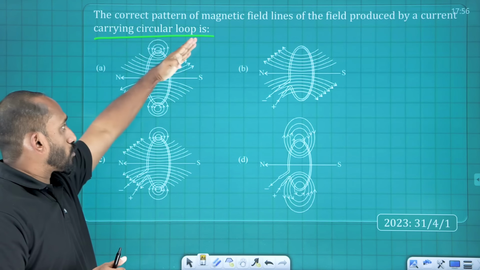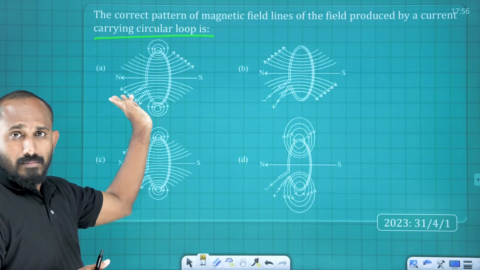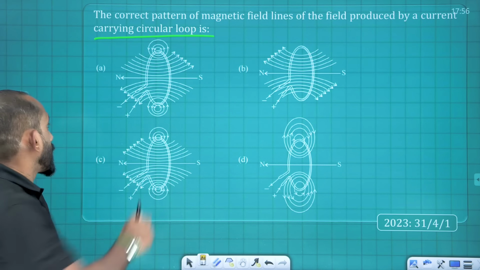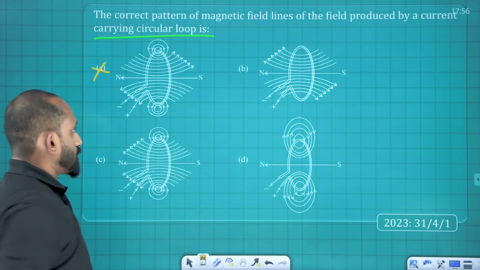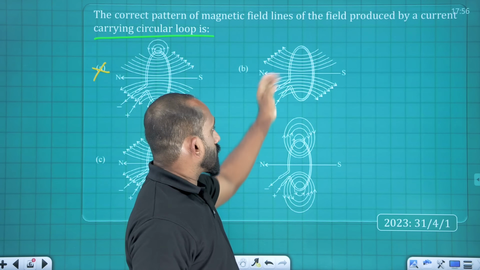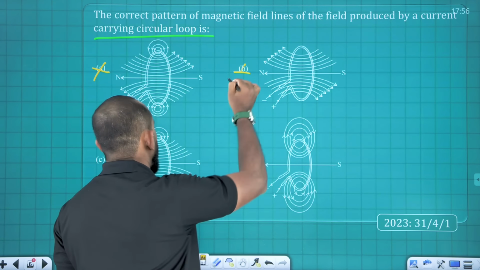Upward it is out of, below it is outward. Two different directions are given. That's wrong. A is not the answer. B, you check it. Magnetic field is from that to this one. Here this is opposite. This also is wrong.